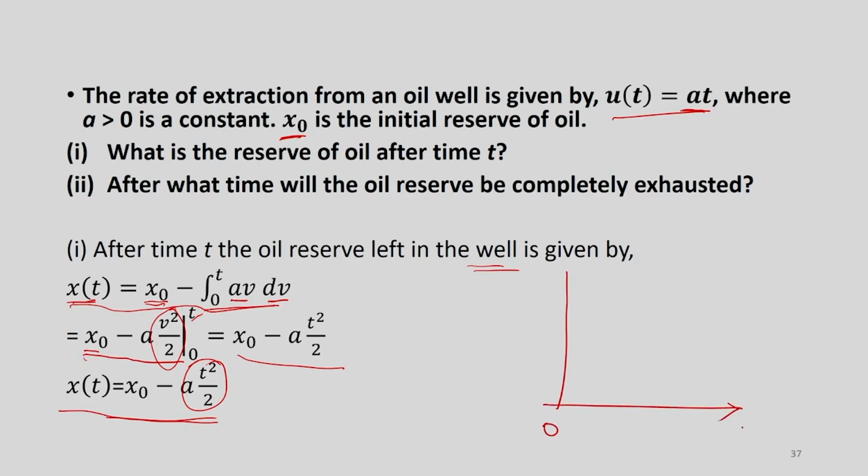So, just again imagine this in terms of a diagram. At t equal to 0, x(t) is equal to x0. So, you are starting from this point, the vertical intercept, and it is declining like this. It is a concave function, but a declining concave function. The second derivative is negative.